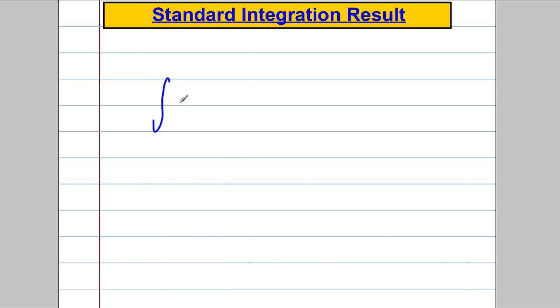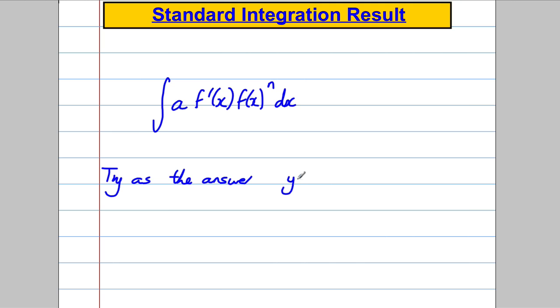If you're integrating some number multiplied by f dashed x and f of x to the power of n with respect to x, we're going to try as the answer y is equal to f of x to the power of n plus 1. We're going to try that, but we may need to make an adjustment. I'm going to put in brackets here, plus make adjustment.